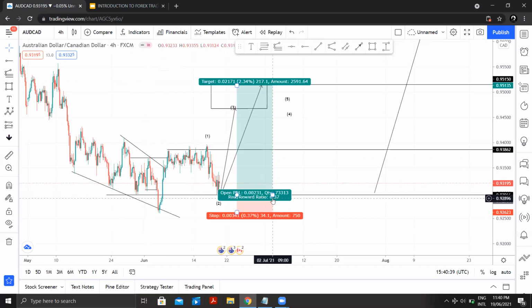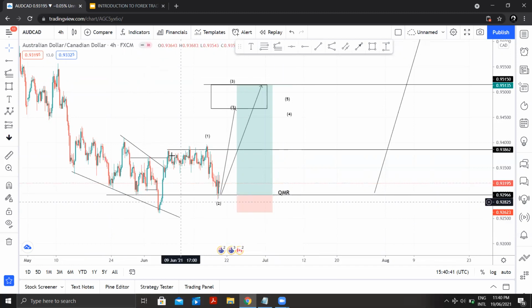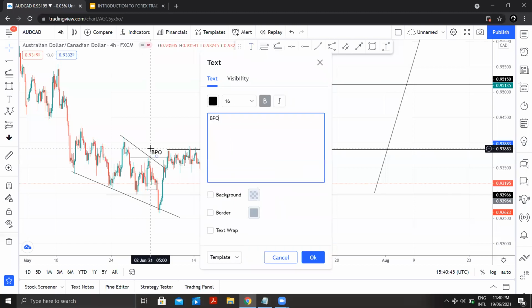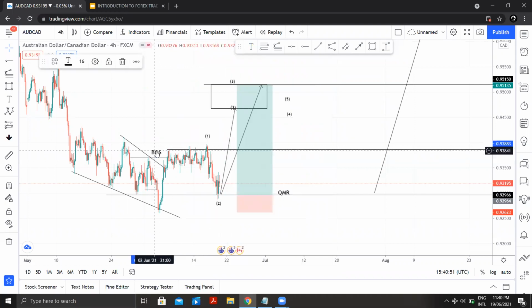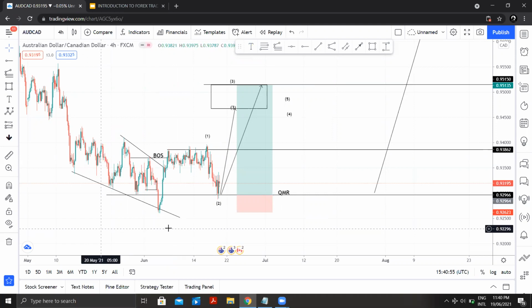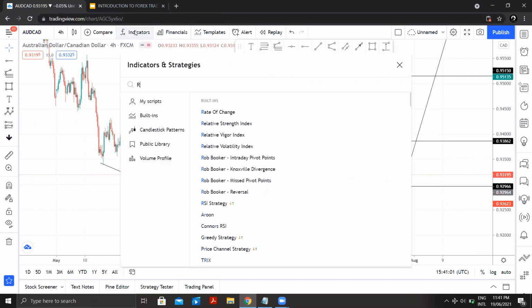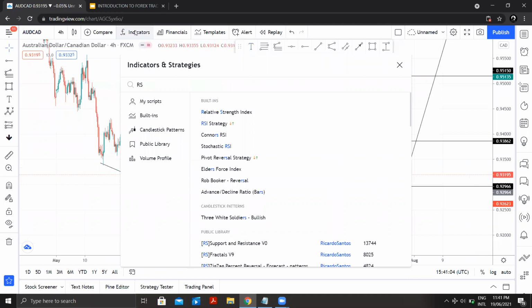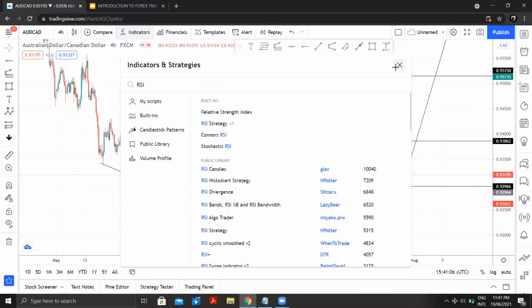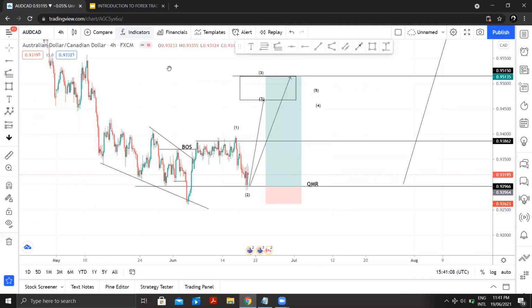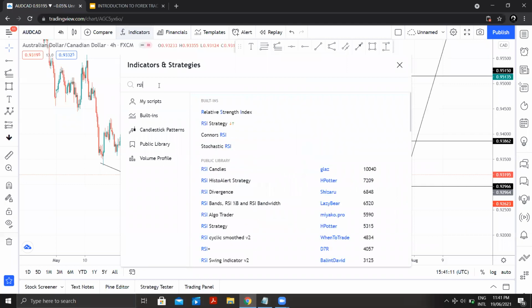and this is a Quasimodo level, QML, a Quasimodo level, and there is a break of structure. This is the break of structure, BOS, break of structure. There is break of structure on H4, which means that trend is changing, and there is a divergence. Can you see the divergence again? RSI. I use RSI or a Wilson oscillator. A Wilson oscillator or RSI, these are the two.